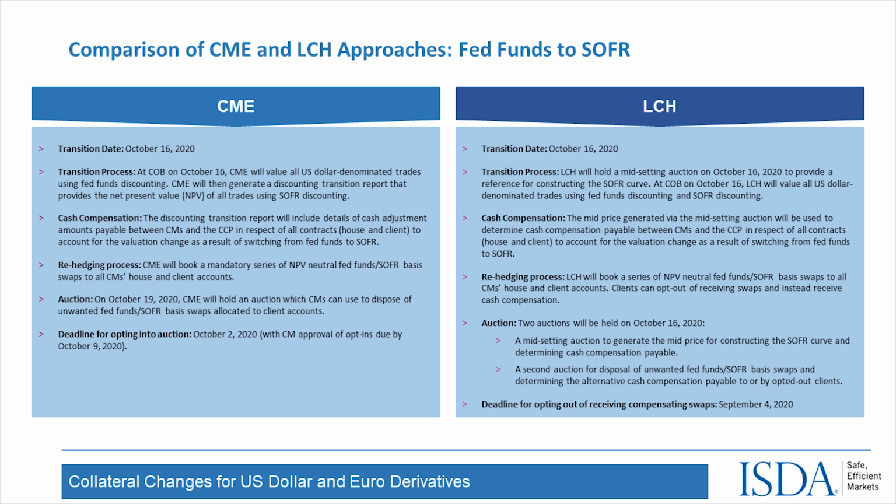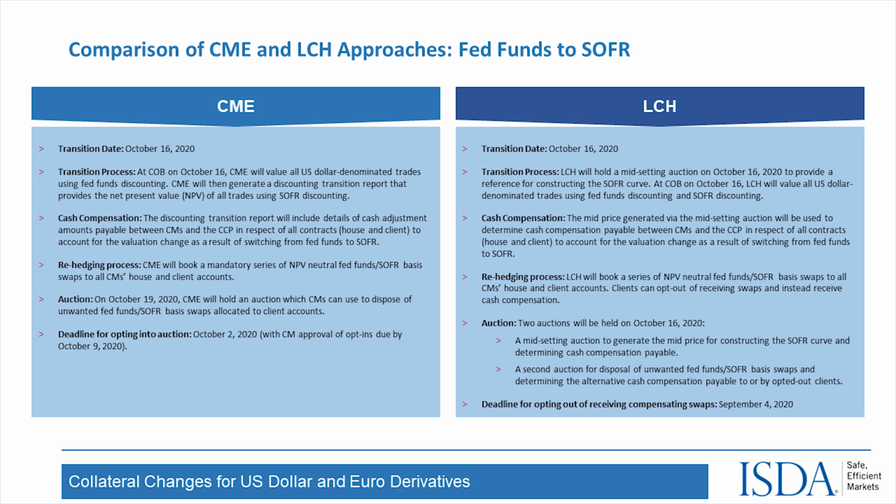At LCH, on the other hand, similar to CME, at close of business on October the 16th, they will value all of their US dollar denominated trades using Fed funds discounting and SOFR discounting. But unlike CME, they will construct the SOFR curve that they use to value these transactions using a price that will be generated by a mid-setting auction that they will hold on October the 16th, which I'll come on to discuss shortly.